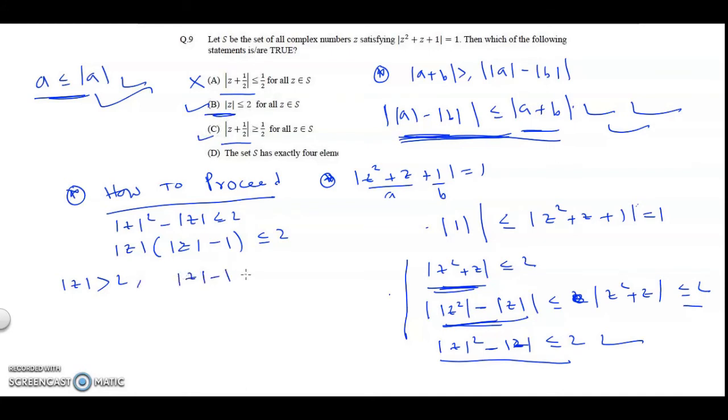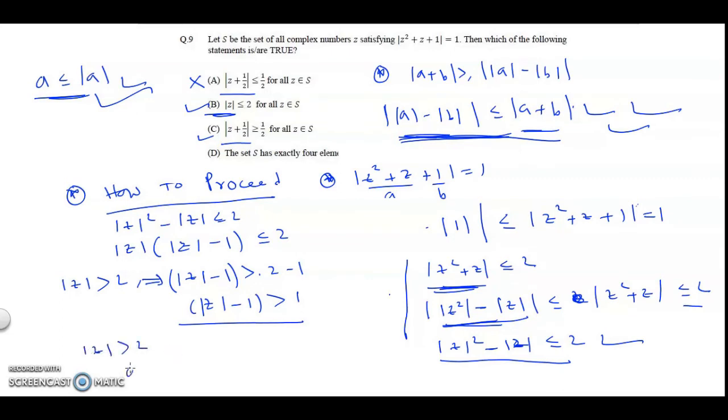Modulus of z minus 1 will be, subtracting 1 from both sides, strictly greater than 2 minus 1. From this you can write, so what we have found is that modulus of z minus 1 is strictly greater than 1. Okay, we will use this. And also we have modulus of z strictly greater than 2.